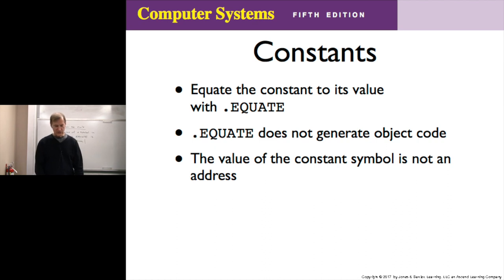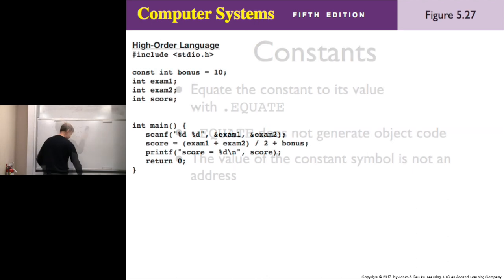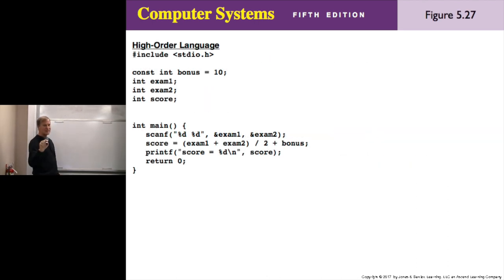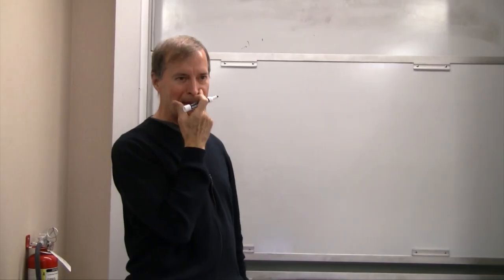And I think the best way to do this is to do another translation. Just think of that concept and we'll see how it plays out in this figure 5.27. Last time we started at the first row, this time we'll start at the second row. Here's our figure, 5.27: const int bonus equals 10, int exam 1, int exam 2, int score, int main, scanf exam 1, exam 2, score gets exam 1 plus exam 2 divided by 2 plus bonus, printf score equals score, return 0. That's what we're going to translate, one line at a time, into assembly language. I think we'll be able to do it.